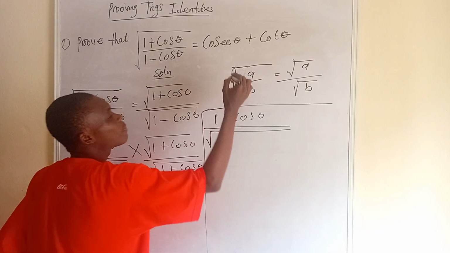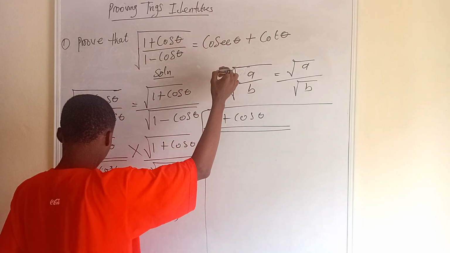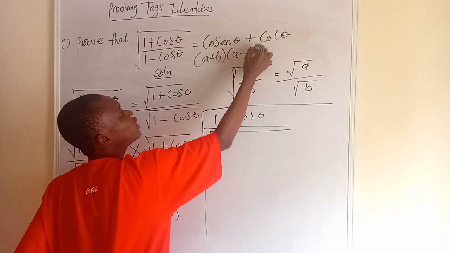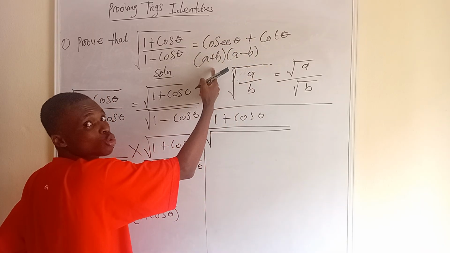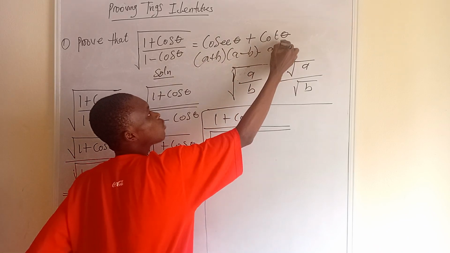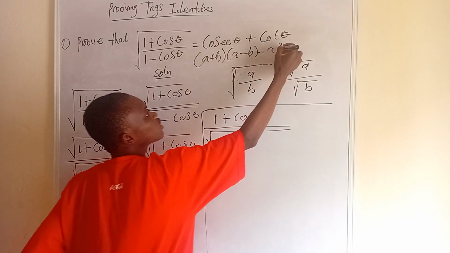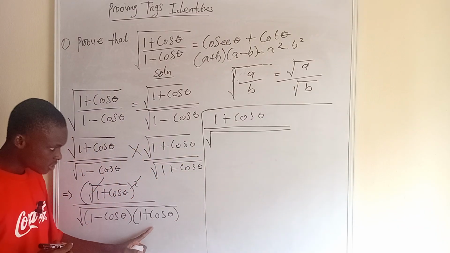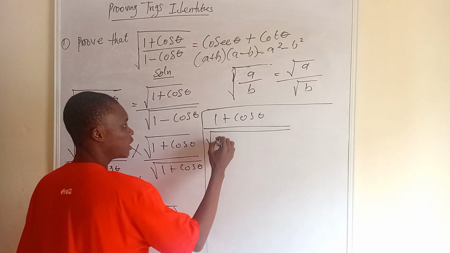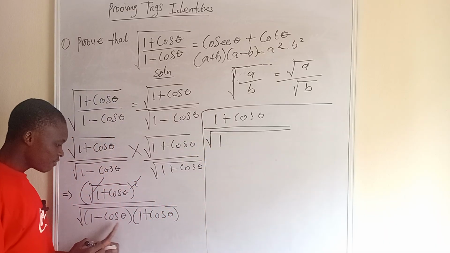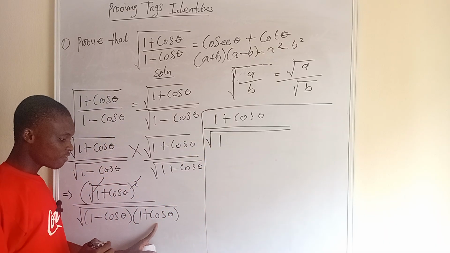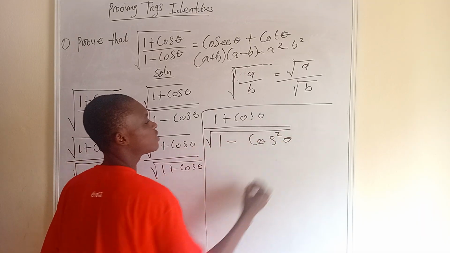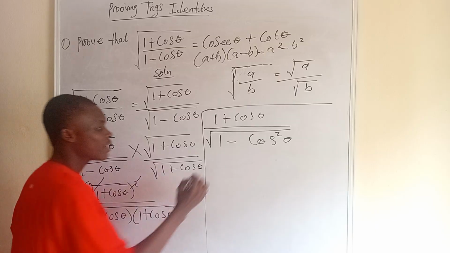Now, remember this property that if we have (a plus b)(a minus b), that this is called difference of two squares. So a times a gives us a squared, b times minus b gives us minus b squared. So from here, clearly we can see that we have difference of two squares here. So 1 times 1 gives us 1. Negative cos theta multiplied by positive cos theta gives us negative cos square theta.